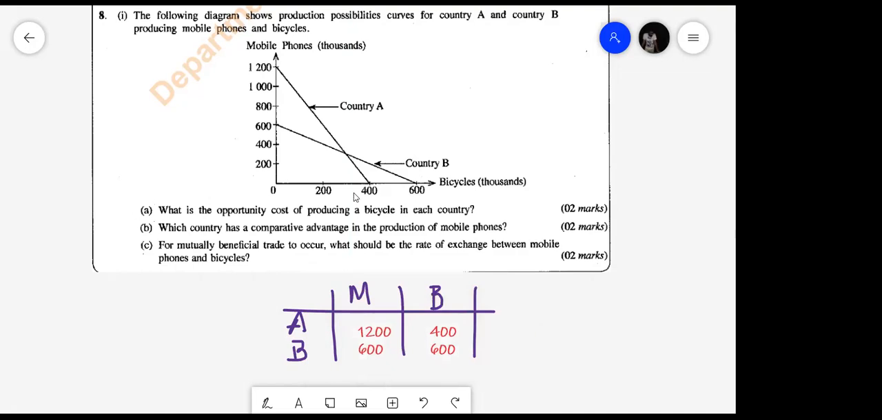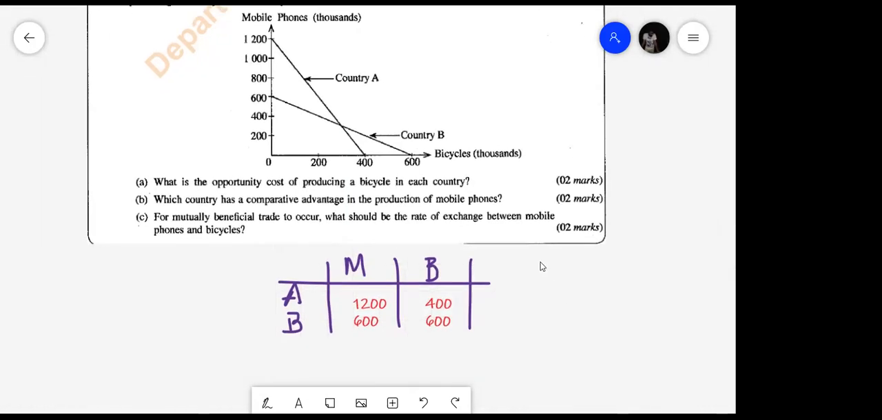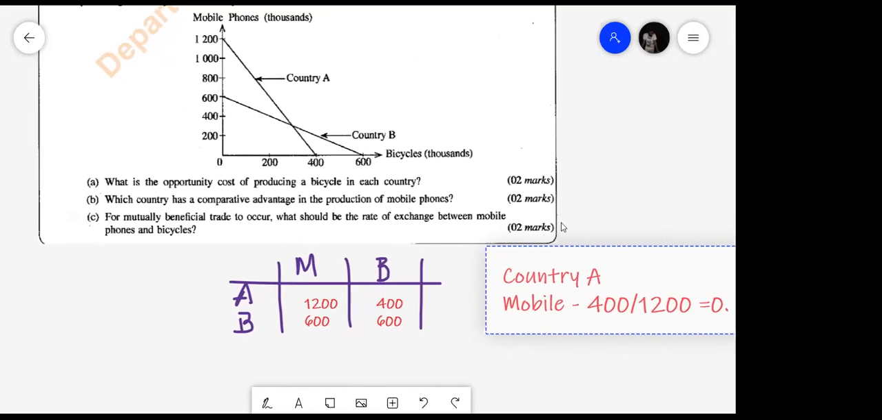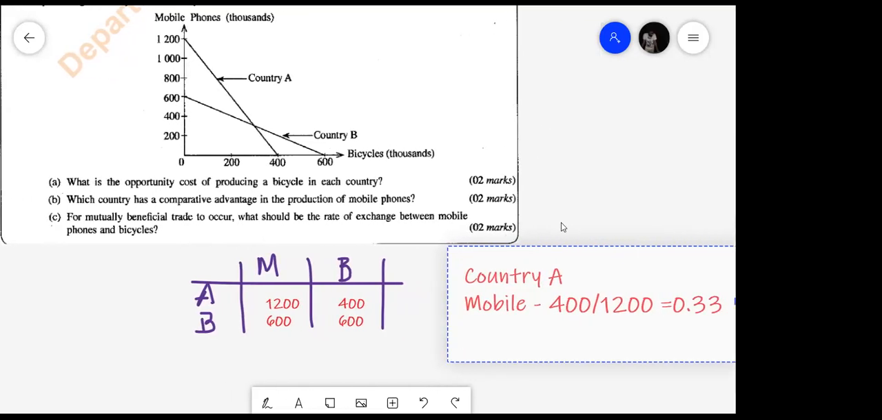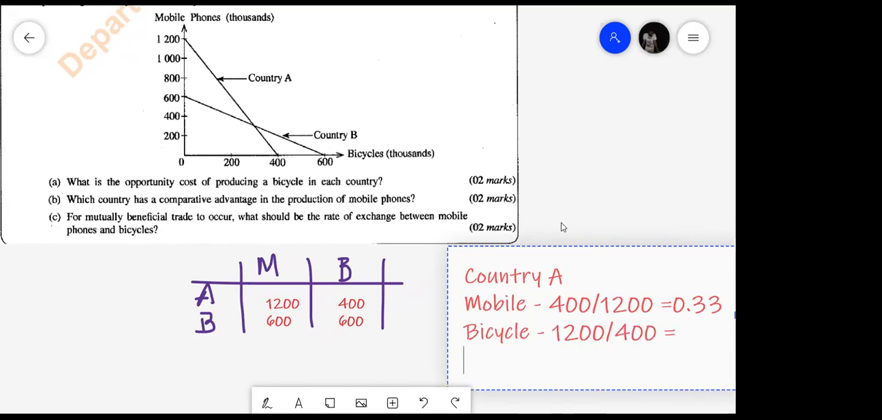So then how do you find opportunity cost? Foregone divided by gain. Can you give me answers for the opportunity cost of these things? Let's say country A for a mobile phone: to gain 1,200 mobile phones, they have to give up 400 bicycles. So it's 400 divided by 1,200, you get 0.33. Then country A for a bicycle, it's the opposite. 1,200 divided by 400, that's a 3.